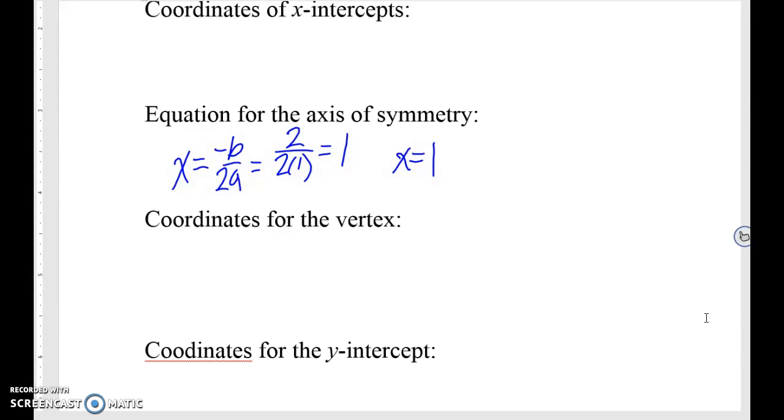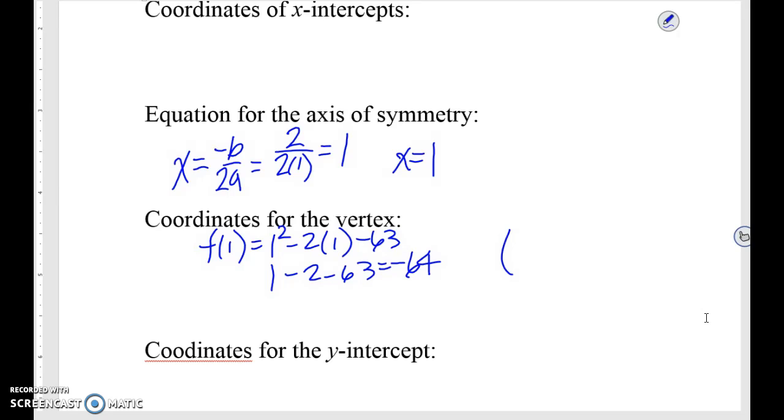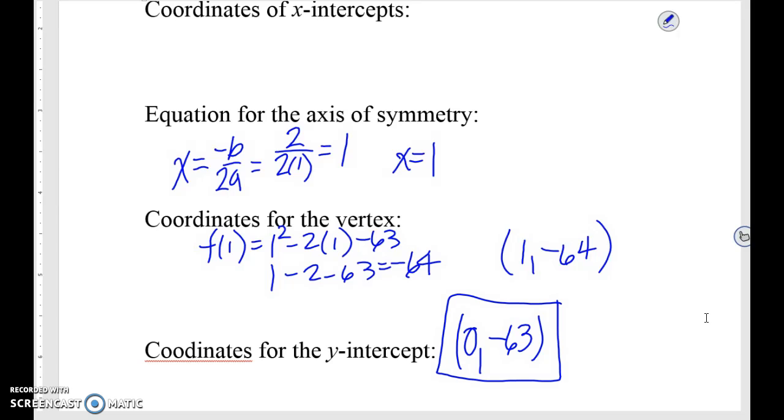And then my coordinates for the vertex, I'm going to have to take that x equals 1 and find f of 1, which is 1 squared, minus 2 times 1 minus 63, which gives me 1 minus 2 minus 63, which is negative 64. So I get 1, negative 64. And the coordinates, I spelled that wrong, for the y-intercept is just your constant term, 0, negative 63. So I didn't need a quadratic formula for that. So this one, use that quadratic formula part. This one, use that quadratic formula part.